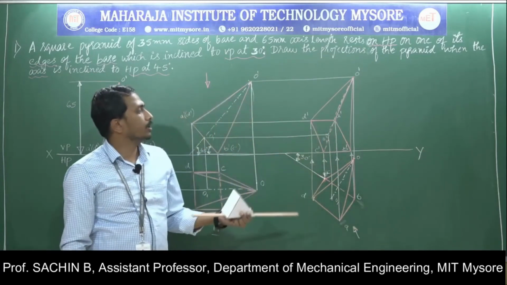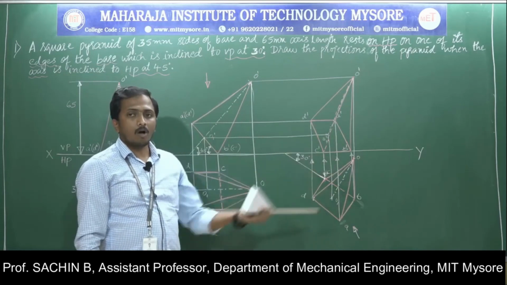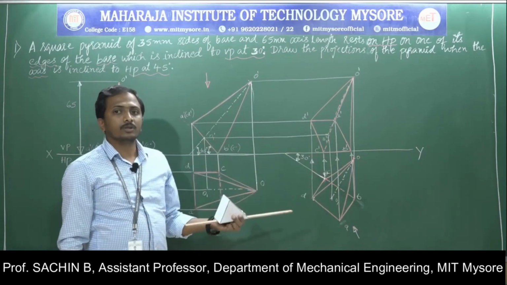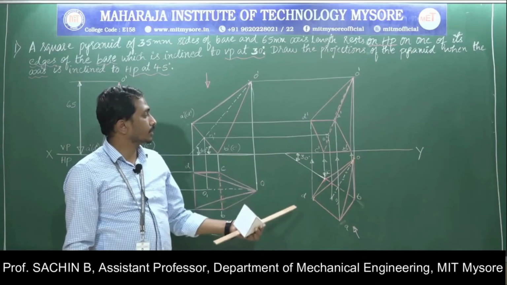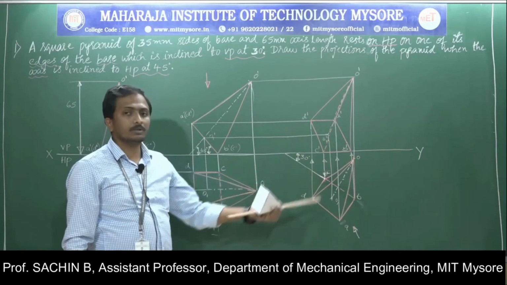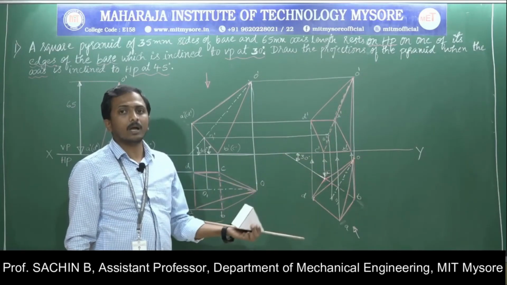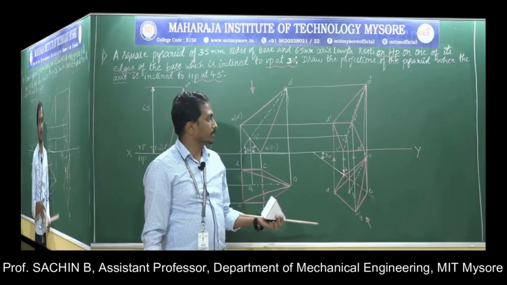This is regarding how to construct the object in three different views, when it comes to the first position, when it comes to the second position, when it comes to the last position, with the help of using the visible and invisible concepts. Thank you.